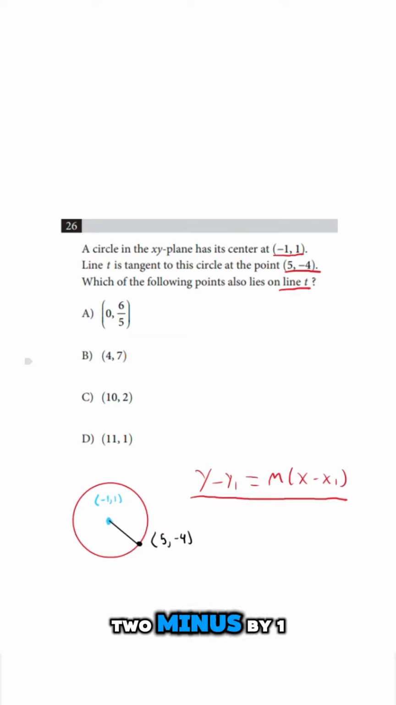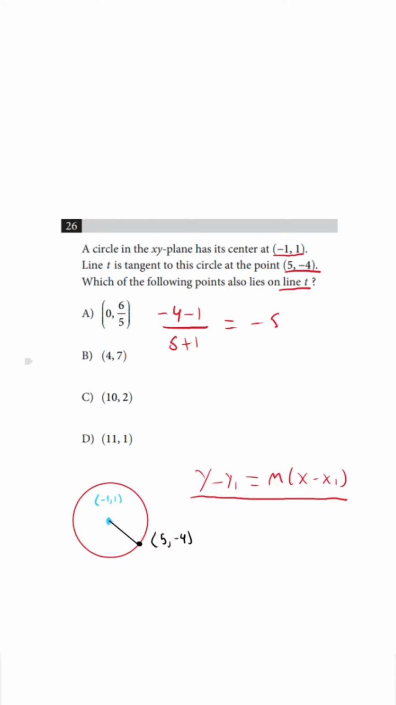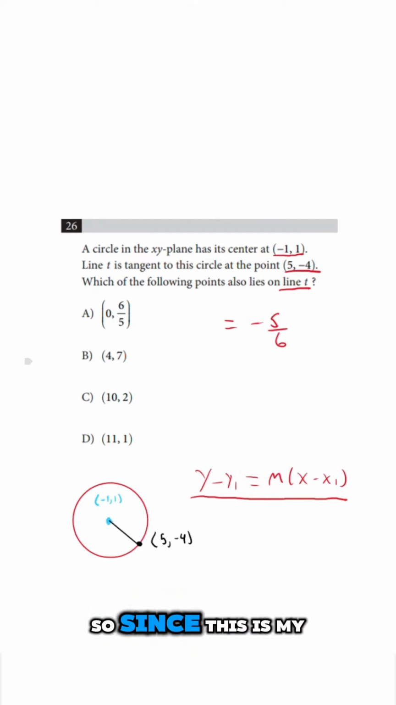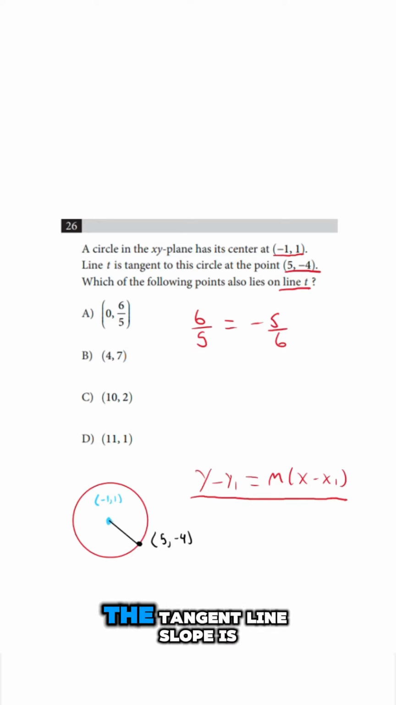So I'm going to do y2 minus y1. So I'm going to do -4 minus 1 over 5 minus -1, or 5 plus 1, which is going to give me -5/6. And the reason I did that is because in order to find the slope of a tangent line, I need to find the opposite reciprocal of the slope of my original line. So since this is my original line slope, right, I'm going to flip the fraction and then flip the sign in order to get the slope of my tangent line. So now I know that the tangent line slope is 6/5.